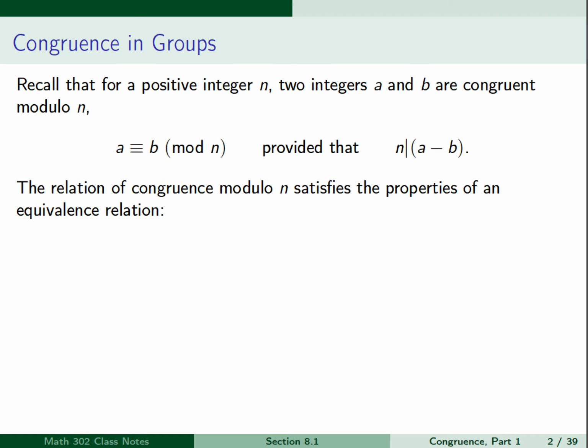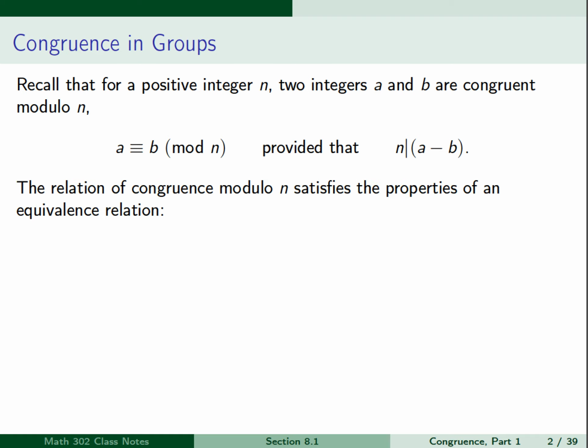Now let's again suppose G is a group and K is a subgroup of G. Since congruence modulo K is an equivalence relation, we can consider the equivalence classes of elements in G. So let's let A be an element of G. Then the equivalence class of A, which we'll call the congruence class of A modulo K, is the set of all elements of G that are congruent to A modulo K. So this is the set of B in G such that B is congruent to A mod K.